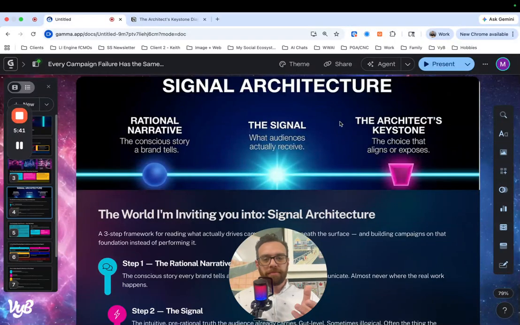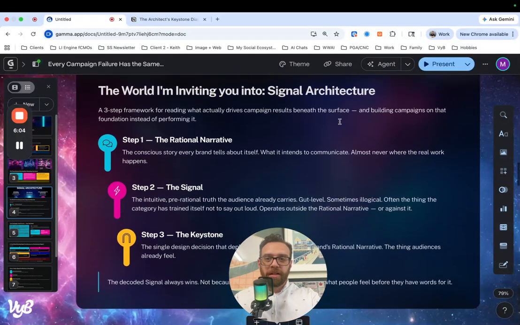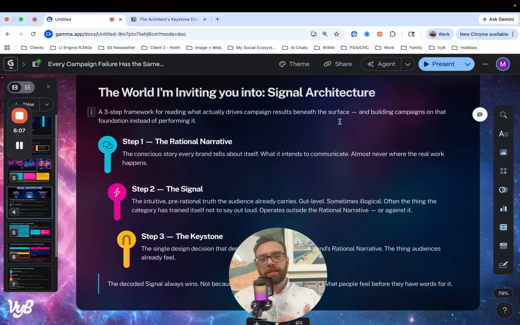Then the third step of signal architecture is to take that as the keystone to build what we call architectural design, or architect's keystone, or signal architecture. We start building upon that really unusual, almost illogical idea. And so the world that I'm hoping to invite you into through this signal architecture is in 3 steps. The first step, notice the rational narrative. What is the conscious story every brand is telling about itself? What is the market saying right now about that? And what does it intend to communicate?